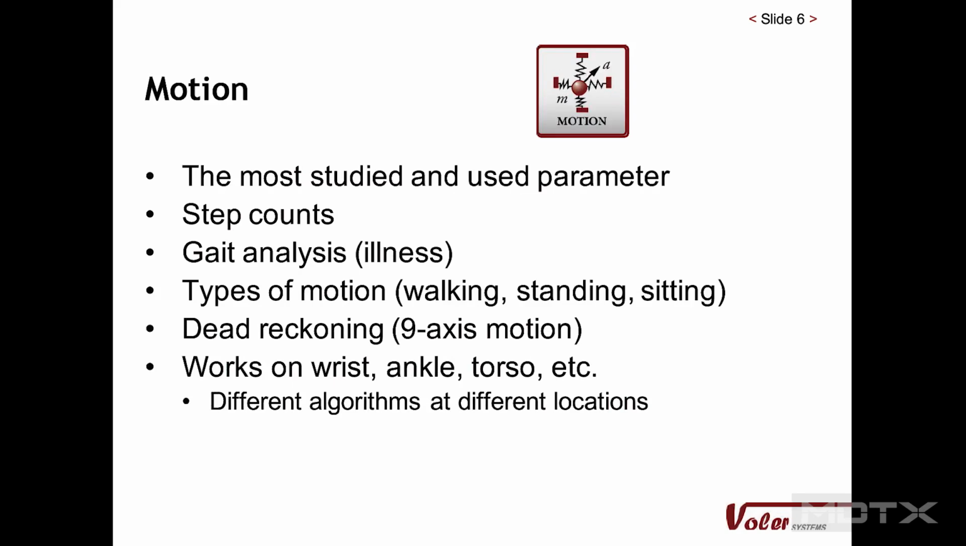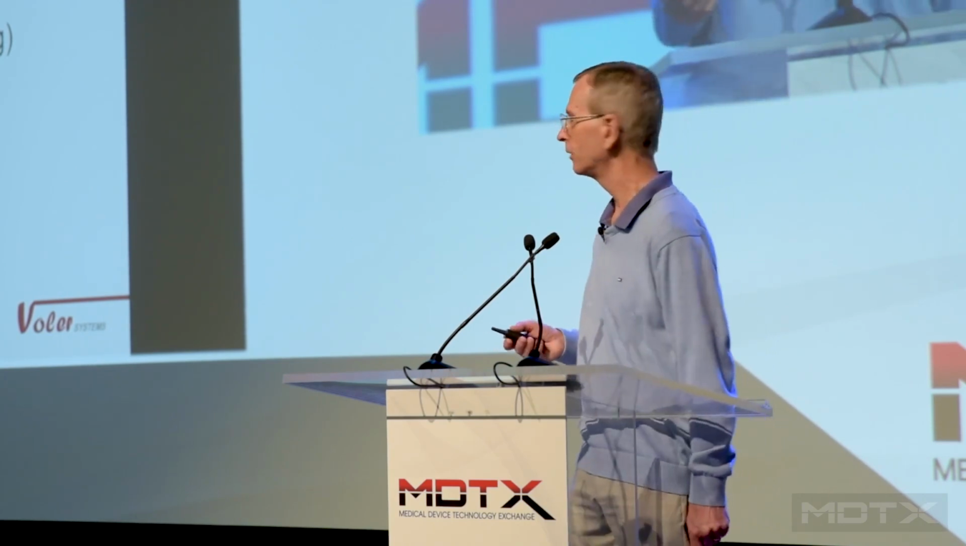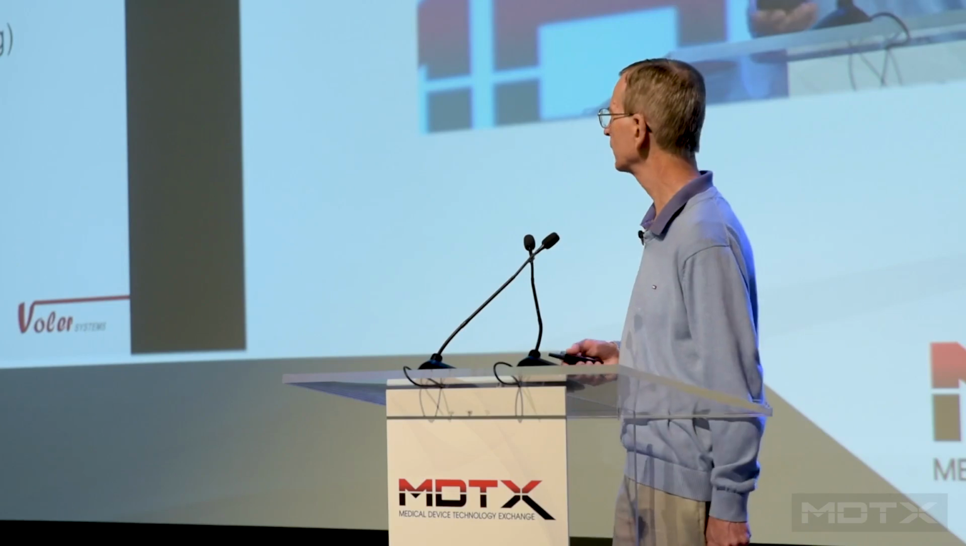Motion, everybody's familiar with motion because it's used for step counts, but it does a lot of other things as well. You can measure gait, so you can determine a type of illness just from somebody's gait or their change in their gait, diagnose it. There are other motions you can detect. You can detect if somebody is standing, walking, or sitting, and believe it or not, you can do it with a device on your wrist or elsewhere. There are a lot of algorithms that have been developed by the manufacturers of these sensors that allow you to do this type of sensing, determining what's going on from a very simple motion sensor.